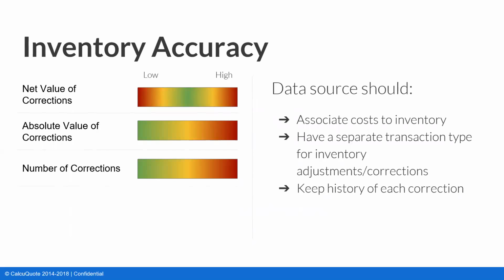And then the third thing is that you want to keep a history of each correction. If all you're doing is going in and overwriting the inventory quantity that you have, that's very hard to keep history. Instead, you want to keep track of the history so that you can group it by time, see what the net value and the absolute value is, and also keep track of how many corrections there have been.